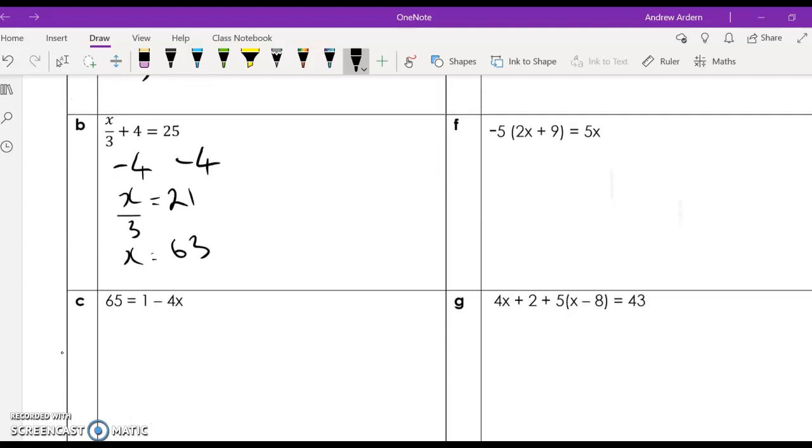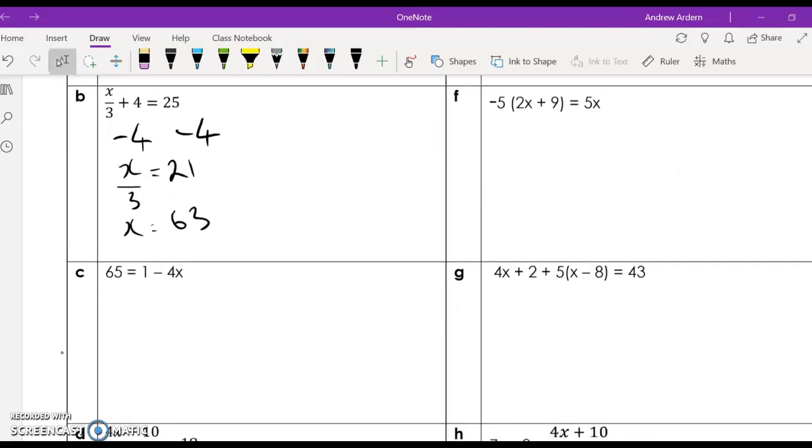63. Take away 1 from both sides. Okay, in fact, I'll do it the way that was explained on the conference. I'll turn it around so it reads minus 4x plus 1. And then I'll take away 1 from both sides. 64 equals minus 4x. And divide both sides by minus 4.